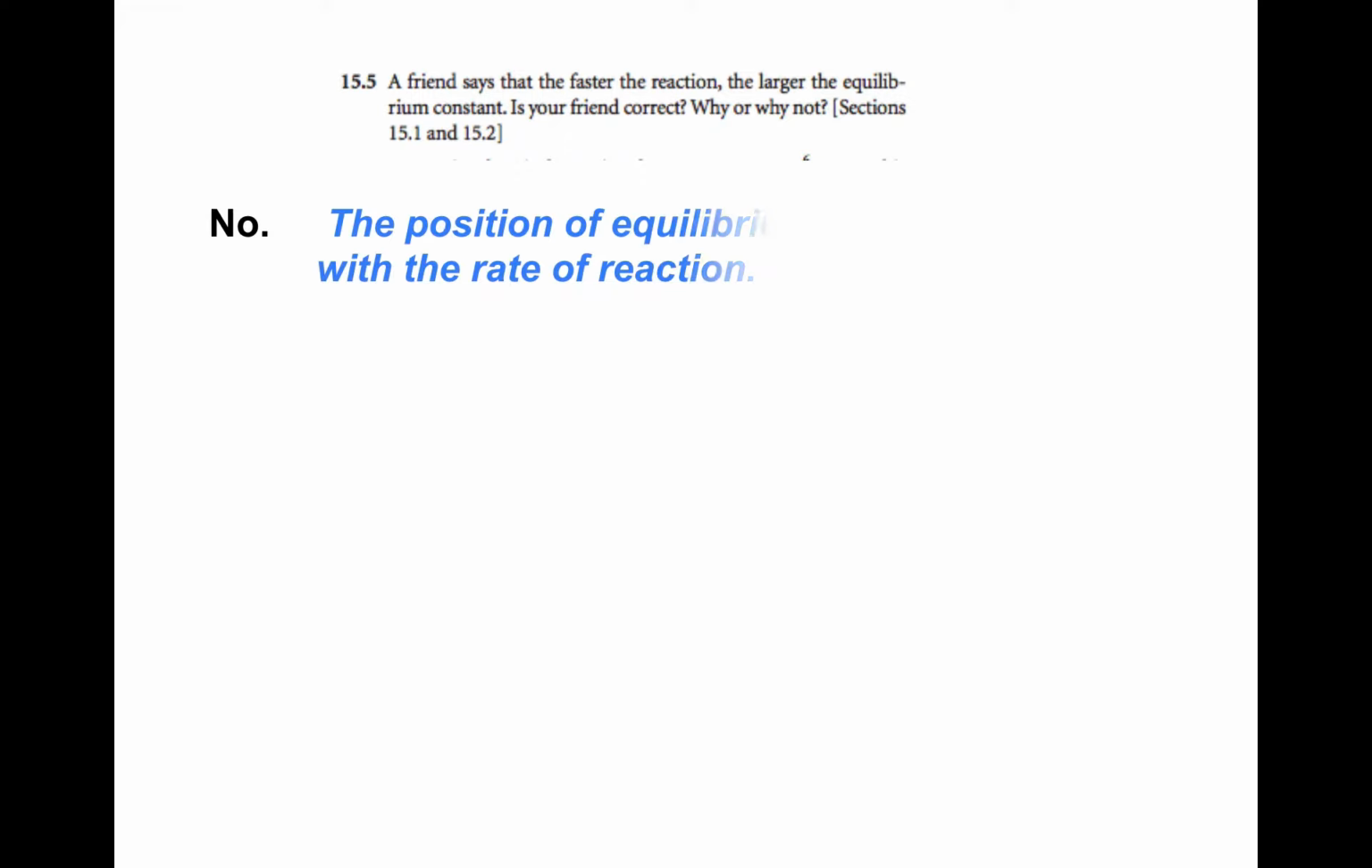A friend says the faster the reaction, the larger the equilibrium constant. Is your friend correct? Why or why not? Your friend is incorrect. Speed of reaction has nothing to do with the position of equilibrium. There are very spontaneous reactions, meaning I make a lot of products, lose a lot of reactants, that occur quickly, just as there are a lot of chemical reactions that are spontaneous that react very slowly. So speed of reaction has nothing to do with what the position of equilibrium is going to be when the reaction stops.